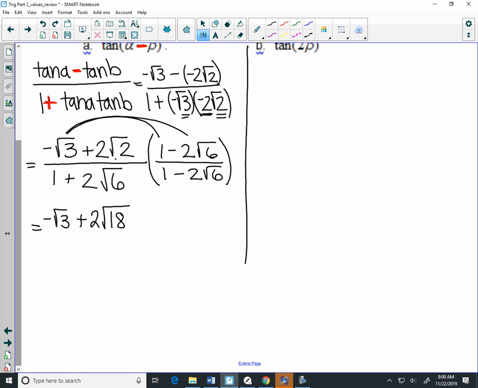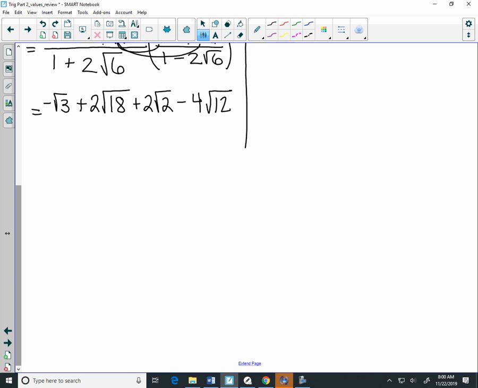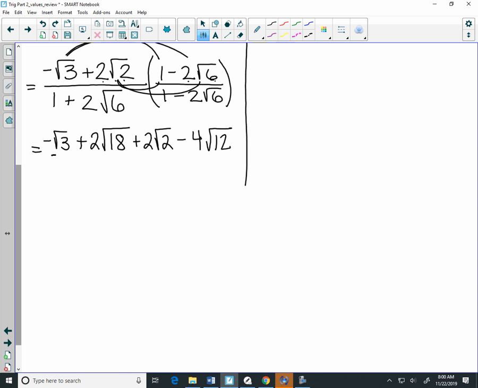Now, 2 radical 2 times 1 is 2 radical 2. So a positive times a negative is a negative. 2 times 2 is 4. Square root of 2 times square root of 6 is square root of 12. Again, do it in the little pieces. Look at those little pieces carefully. We'll come back and condense those radicals where we can, but let's keep FOILing.